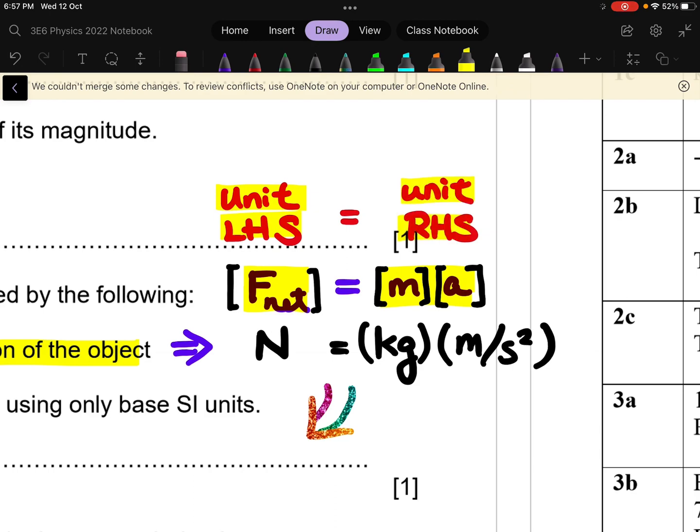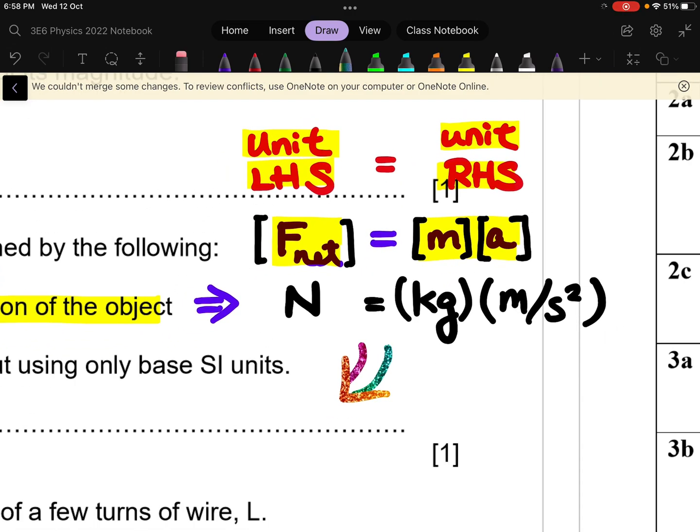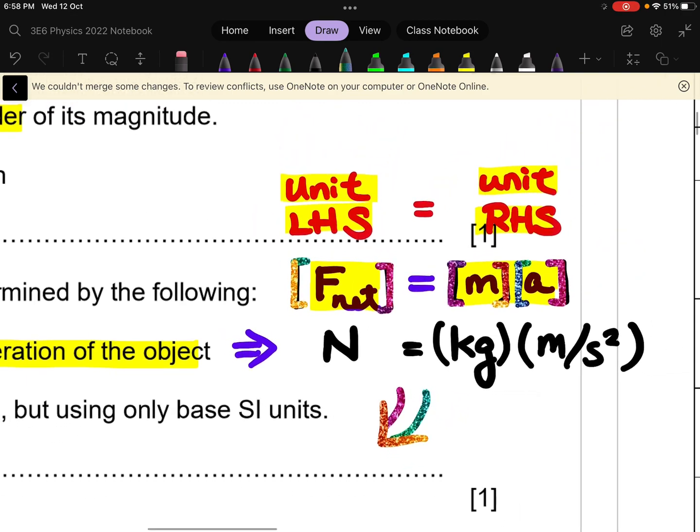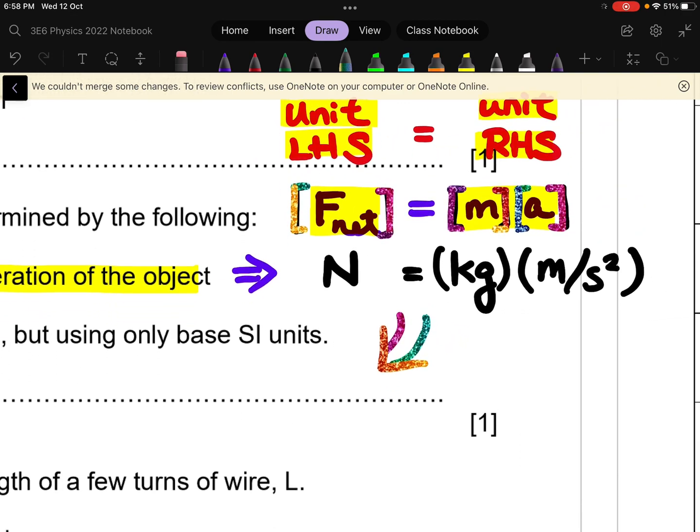So if we analyze this equation, you can see that I put this square bracket here. When you reach JC, you will notice that this square bracket basically means the unit of whatever is being bracketed. So if you see a square bracket F net, it means the unit of F net. So the unit of F net, I think most of you know, would be Newton.